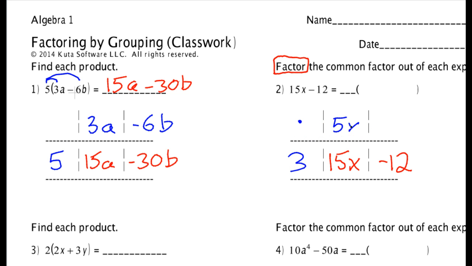5x, yeah. So they still have to multiply. 3 times 5x equals 15x. Same way I did over here. They have to equal. 3 times what is negative 12? Negative 4. And then we can write our answer. It's going to be 3 on the outside, and then the 5x minus 4 on the inside. Just like that.